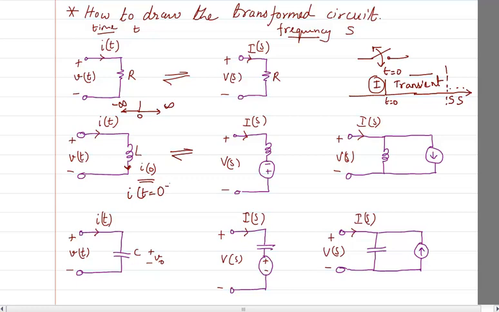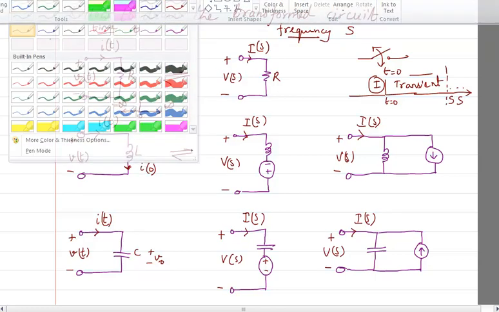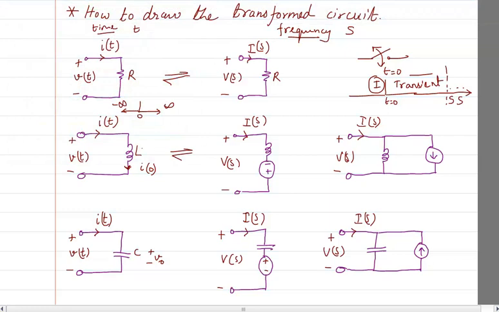We generally write 0 minus, just to indicate that just before the switch was switched on, what is the current? Whatever was the current flowing through L at time t equal to 0 is basically I naught. Based on that, in the transform circuit, the L becomes Ls, and the voltage source becomes L I naught.